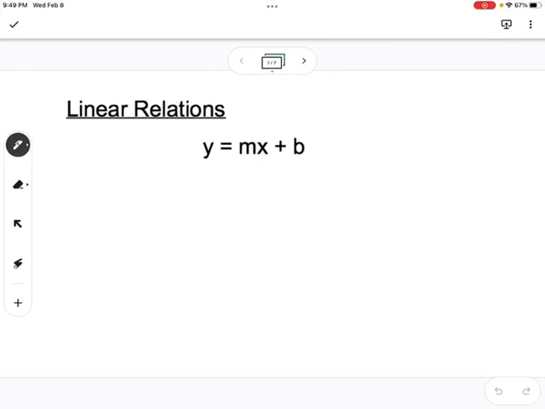Today we're going to be reviewing lines and quadratics. So first we're going to start with linear relations. We have the equation y equals mx plus b. Our m stands for our slope and our b is our y-intercept.